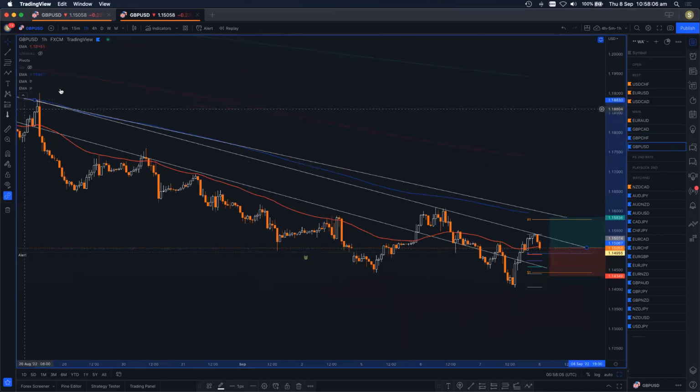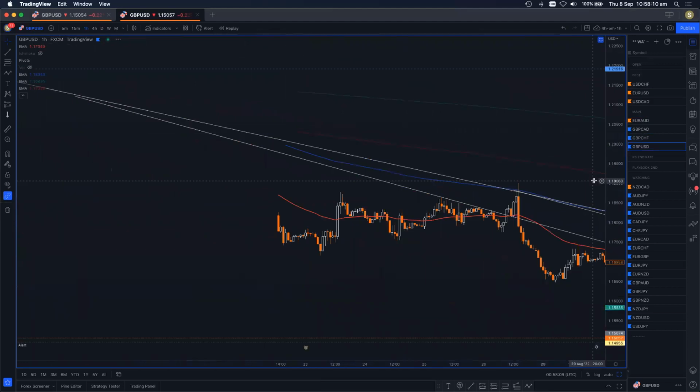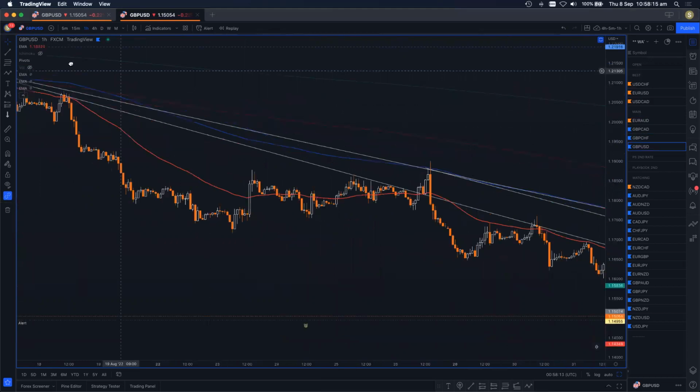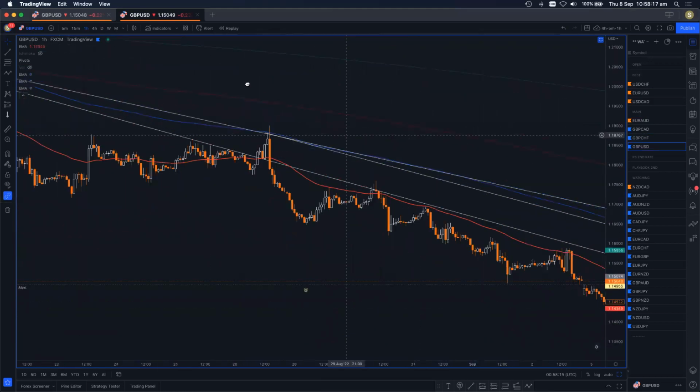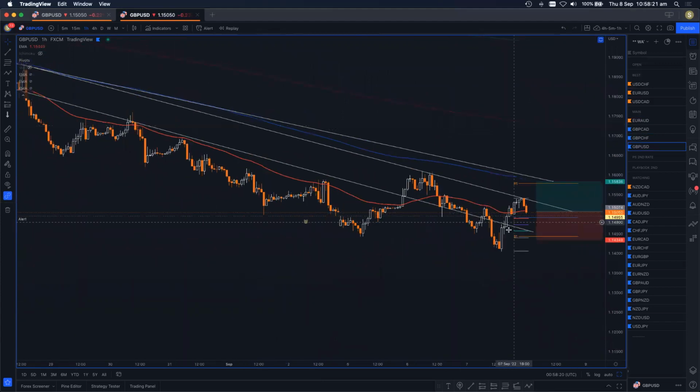It goes back a fair way, goes way back past that. There we go. So it goes back quite a long way. So we don't really want to trade through that. So I would suggest the trade is not on right now, and I will be waiting until it maybe comes back and retests this line.